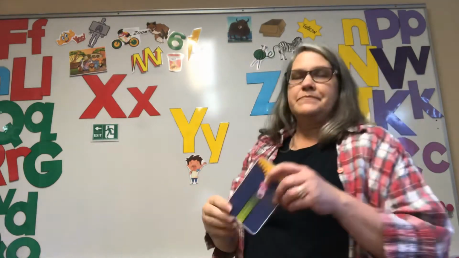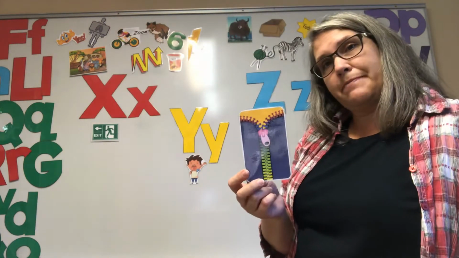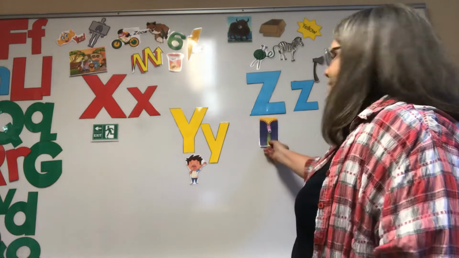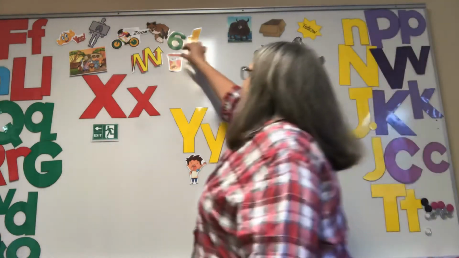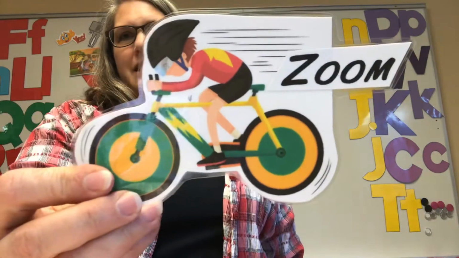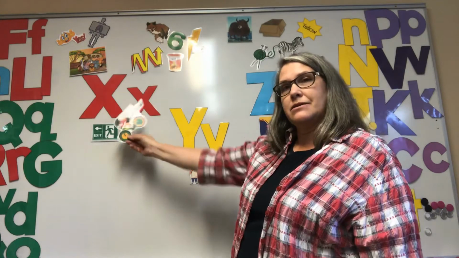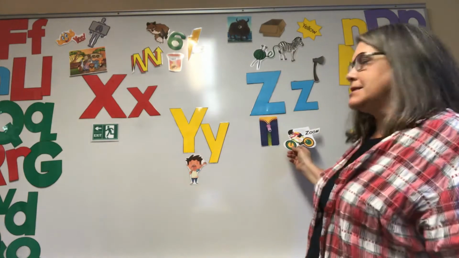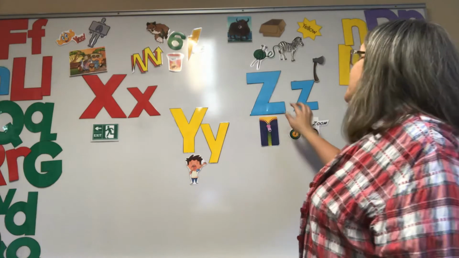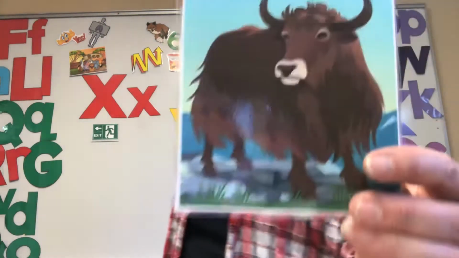Here is one. This is a fun one. What sound makes the sound at the beginning of zipper? Letter Z. Here is someone riding fast on their bike, and we say zoom. Do you hear X or a yeah or a Z? That's right, zoom.